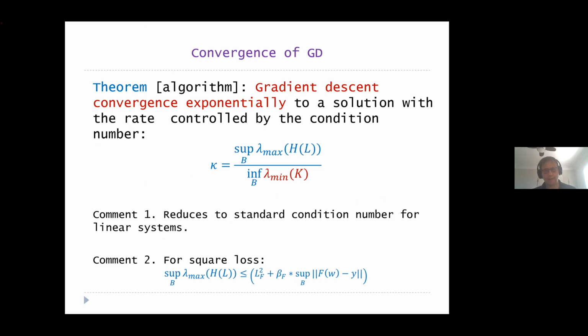that if you have this kind of well-conditioned system, you can show that gradient descent converges, and in fact, the rate of convergence is controlled by this nonlinear condition number. So unlike the linear condition number for a linear system, you have to take the sup of lambda max and the inf of lambda min rather than just a ratio.